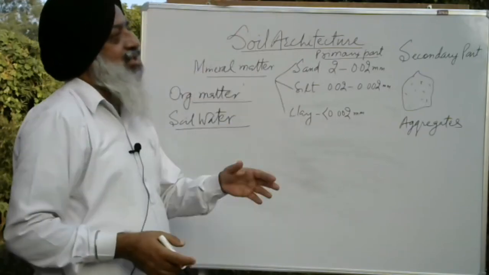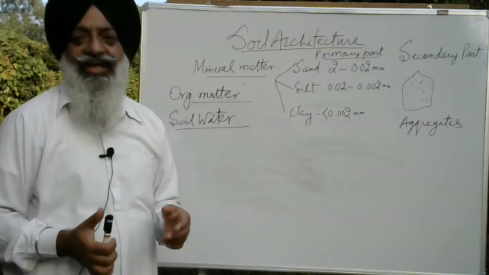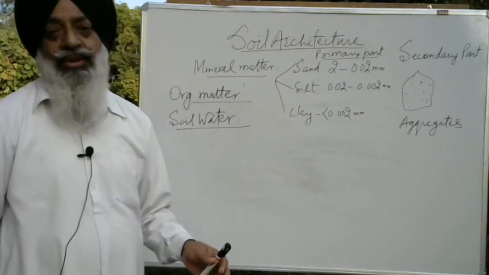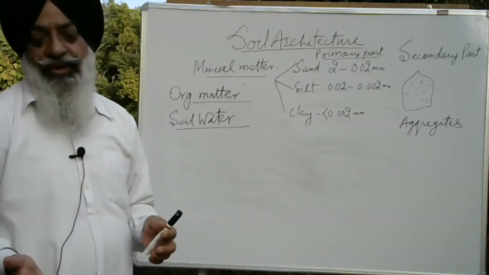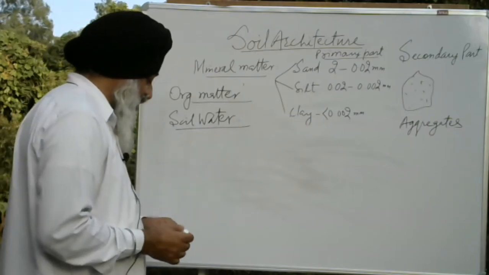For example, this tree growing over here, it's a big jamun tree. So from where is it getting moisture? It is getting moisture from the stored moisture in the soil. So soil is a very big reservoir of water, and that water is in fact stored in the soil.